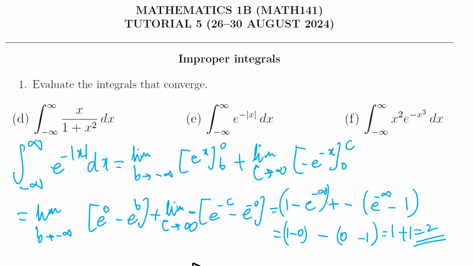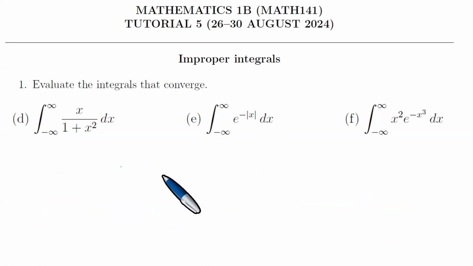Okay. Yes, it's okay like that. It can be minus b. We can do it like that. Let us do it differently.